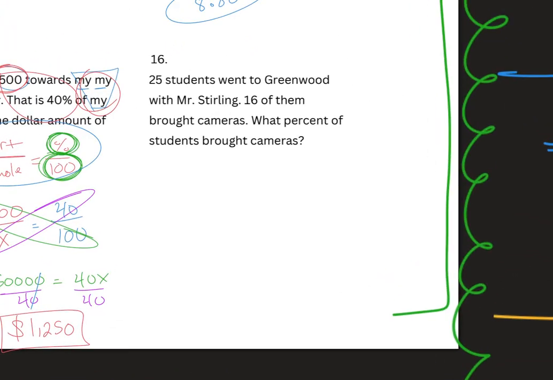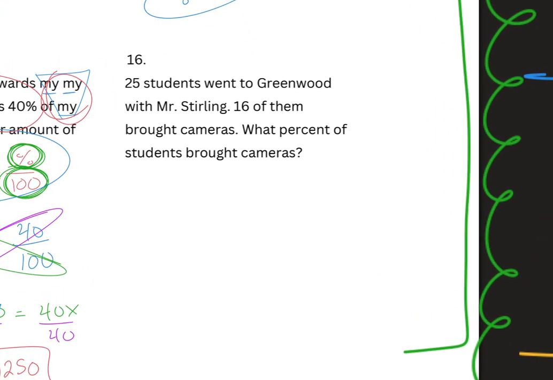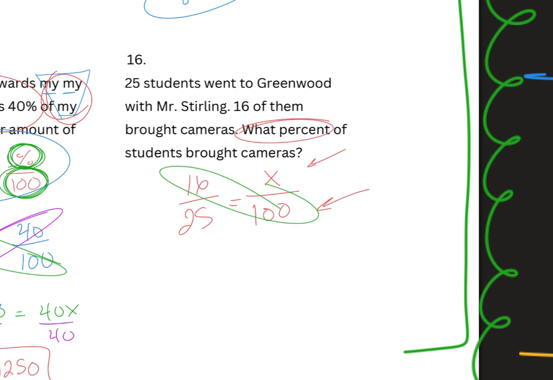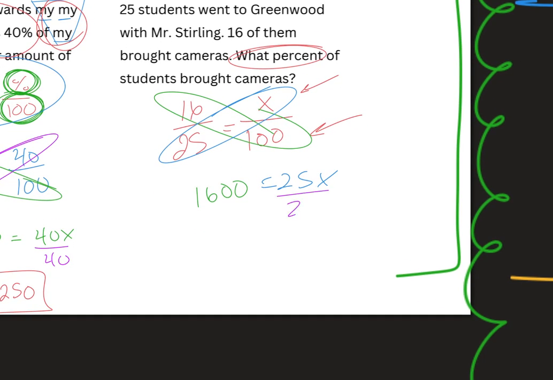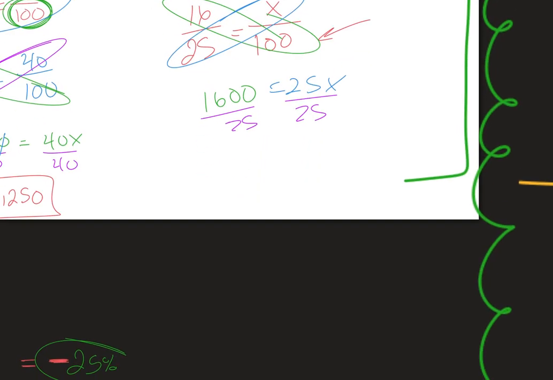My. 25 students went to Greenwood with Mr. Sterling. 16 brought cameras. What percent of students brought cameras? This is the part of the whole class that brought cameras. I don't know what percent brought cameras, but I know that 100% were accounted for. You cross multiply, you get 1,600 equals 25x. You divide both sides by 25. 1,600 divided by 25.